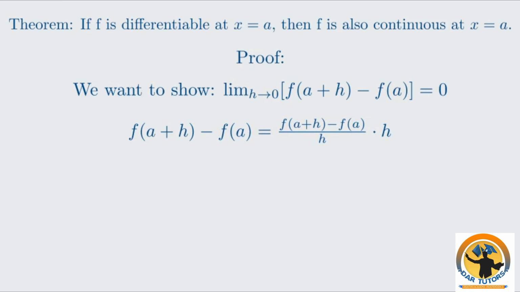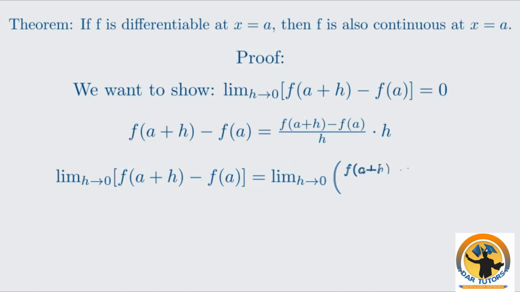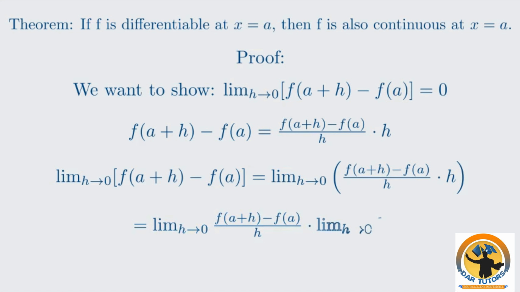Now let's take the limit of both sides as h approaches 0. The limit of the left side is the limit of f of a plus h minus f of a. The limit of the right side is the limit of the product we just created. Using the limit laws, we can split the limit of the product into the product of the limits, provided both limits exist. This gives us the limit of the difference quotient multiplied by the limit of h.